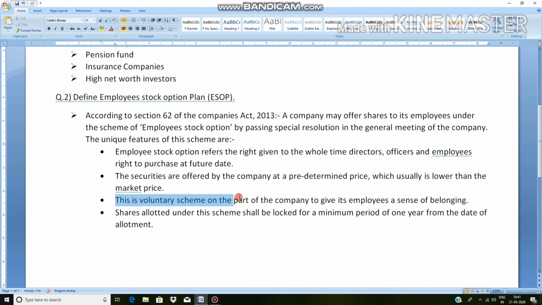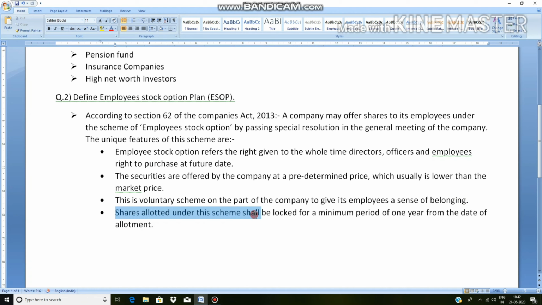Now we are moving to the next point. This is a voluntary scheme on the part of the company to give its employees a sense of belonging. What does it mean? The company wants employees to stay bound together. They are not supposed to be switching their companies regularly at regular intervals of time. So they offer some bigger opportunities, few gifts, bonuses to their employees so that they stick to their company and work with proper dedication. So this point is that this is a voluntary scheme on the part of the company to give its employees a sense of belonging. Now we are moving to the fourth and last point.